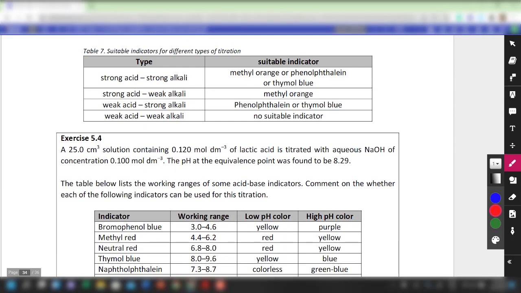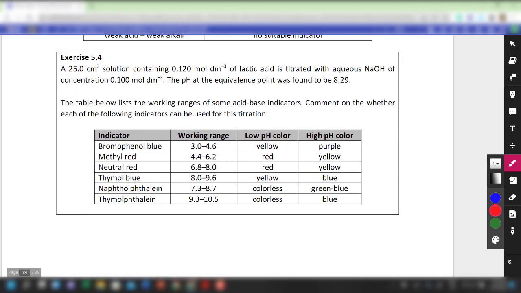Okay, but as what we have seen earlier on, for weak acid, weak alkali titration, there is no suitable indicator because for weak acid and weak base titration, there isn't really a region of rapid pH change, so it's difficult to use an indicator to help you in your titration. Okay, so using a pH meter and plotting the values real time might help better.